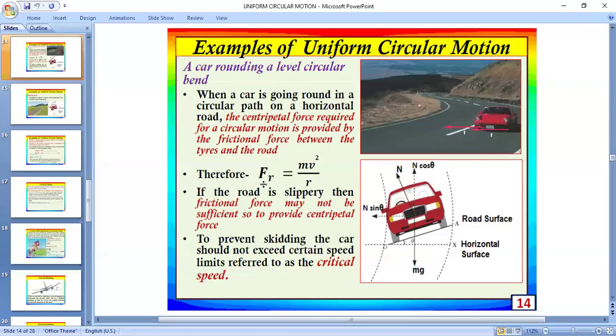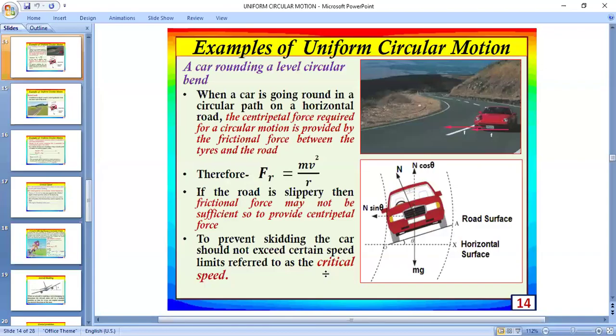So friction force is equal to mv squared over r. I think we know where mv squared over r is coming from. If the road is slippery, then the frictional force will not be sufficient to provide the centripetal force. Therefore, this driver is going to skid. So to prevent skidding, the car should not exceed what we call the critical speed.